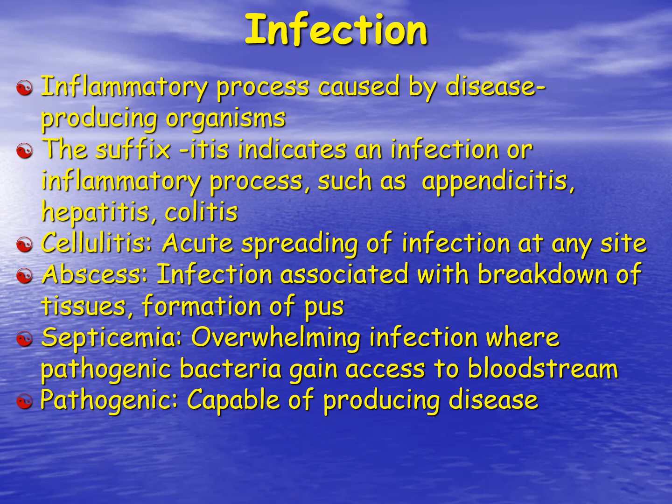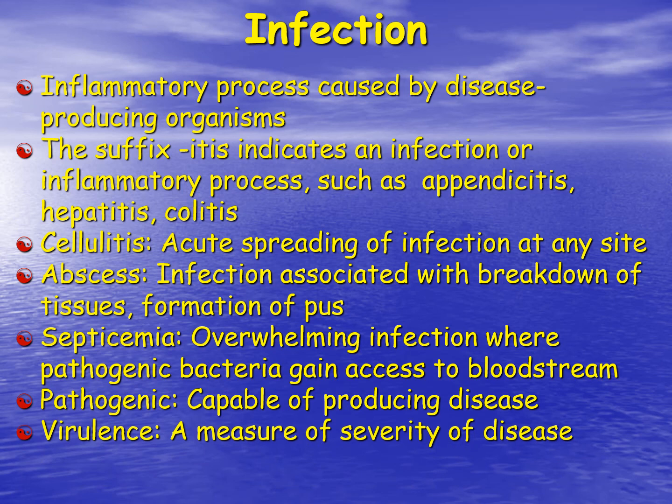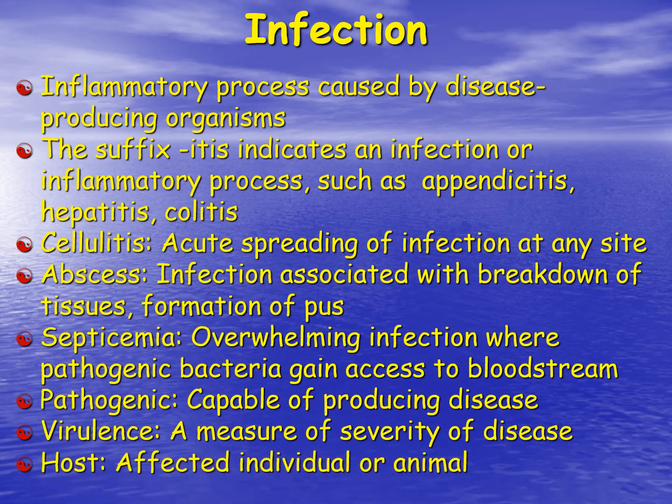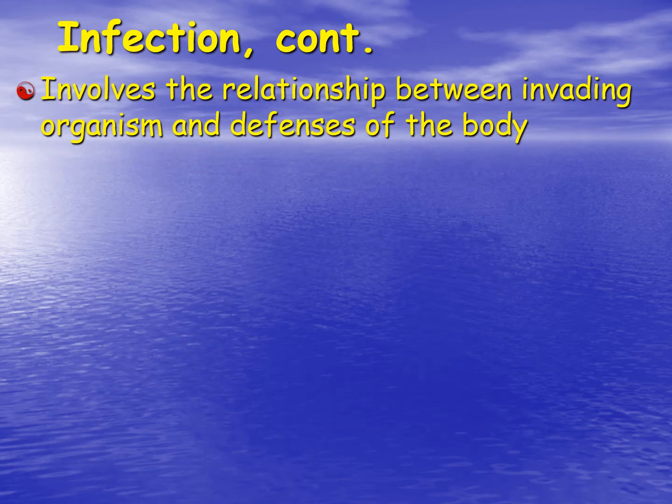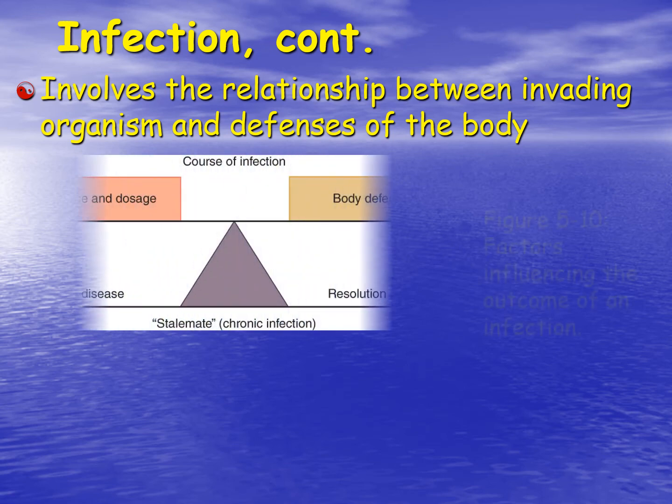Pathogenic is anything capable of producing disease where it is located. And virulence is a measurement of the severity of disease of that pathogen. A host is any affected individual or animal. Now, infection involves a relationship between an invading organism and the defenses of the body.